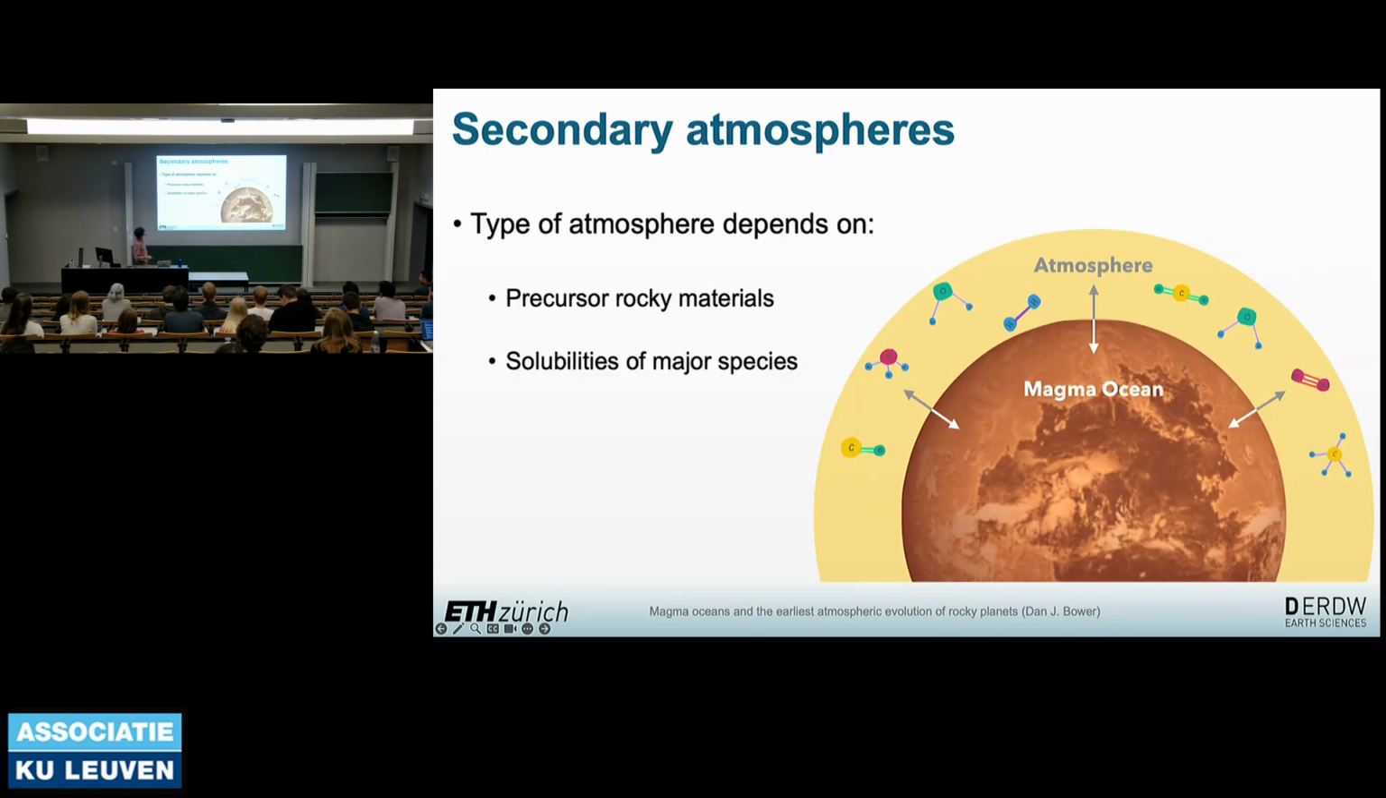So if we think a little bit about secondary atmospheres, by a secondary atmosphere, I mean an atmosphere that is outgassed from the interior, then you have a rocky planet with a magma ocean, okay? Magma oceans will mean that your planet is around 1400 K or higher in terms of the surface temperature, and you have your atmosphere. The type of atmosphere that you will have in equilibrium will depend, of course, on what materials you've used to build your planet, but it will also depend on how soluble the major species are. So how readily will CO2 or CH4 dissolve into your magma.